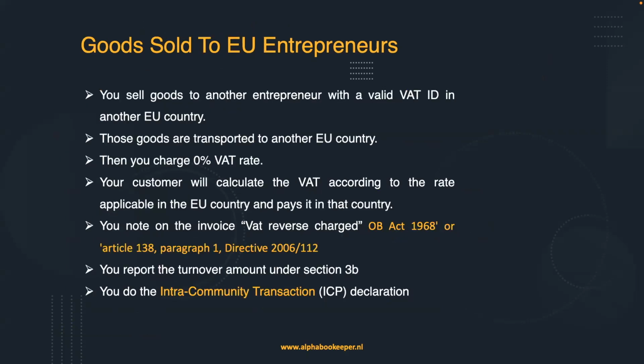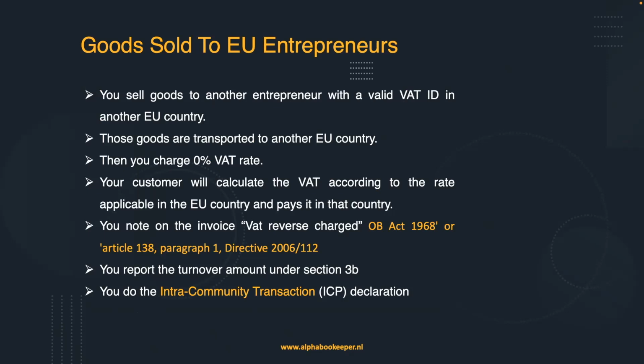So we just talked about services to other EU entrepreneurs. Now we talk about goods. If you sell goods to another company that has a valid ID within the EU, those goods have to be transported to that EU country. Then you charge zero VAT rate. Your customer will be the one to calculate the VAT at his end and declare it in his or her country. Again, you have to note on that invoice is subject to reverse charge directive.